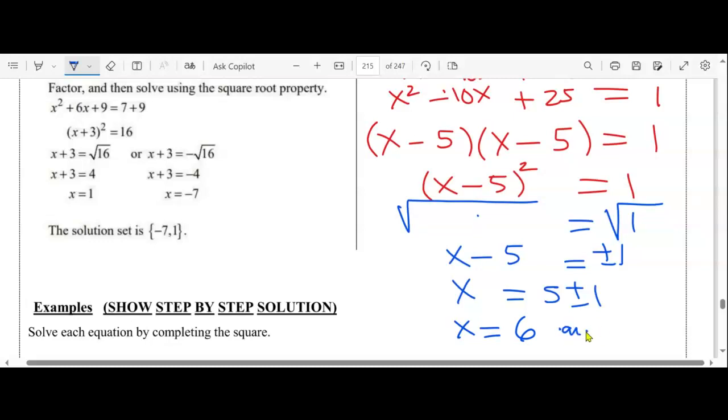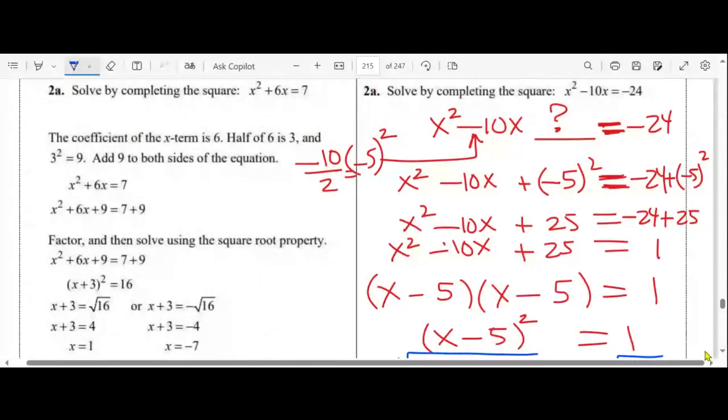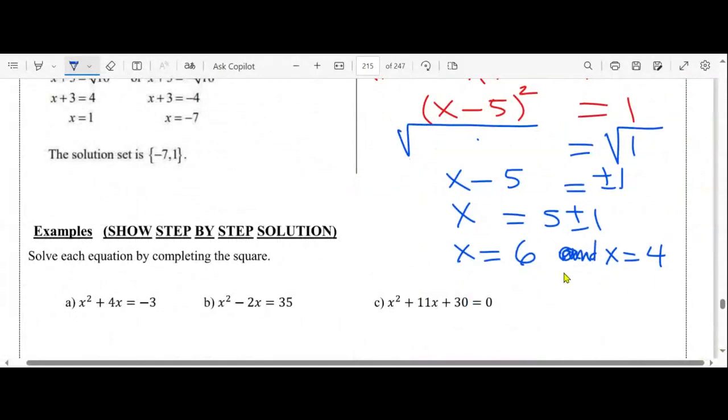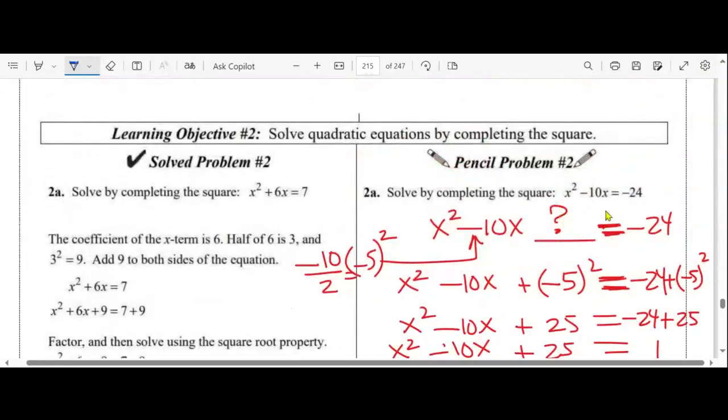x equals 6 and x equals 4, and, because if we say or then we have to check, and we don't check. You just take these numbers and check them in the original equation, this one. Yeah, you can check, no problem.